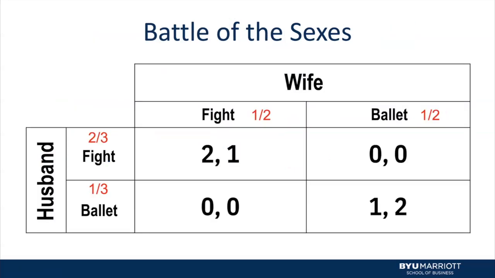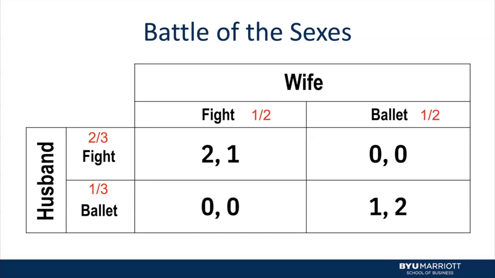Let's go back to our Battle of the Sexes example. Let's consider in this situation that the husband definitely prefers to go to the fight. So 2/3 of the time he would pick fight. Only 1/3 of the time would he prefer to pick ballet. The wife, on the other hand, she's 50-50. About one half of the time she'd go either direction.